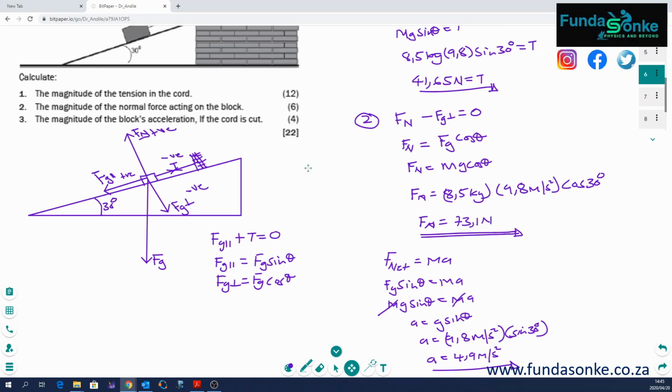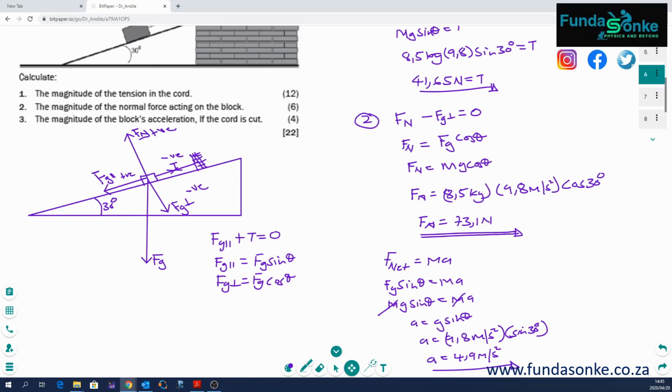So we've answered the first part, second part, and also the third part. I hope you can see that it is important to always draw this force diagram, because then it gives you an illustration of the scenario that is being described. And from there, you can then resolve the perpendicular and parallel components of your weight. That is, if your block is placed on an inclined plane like that.